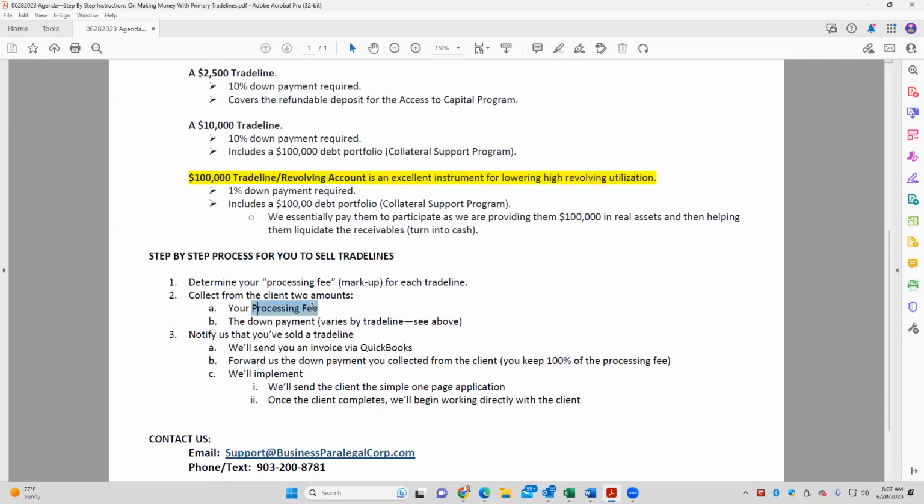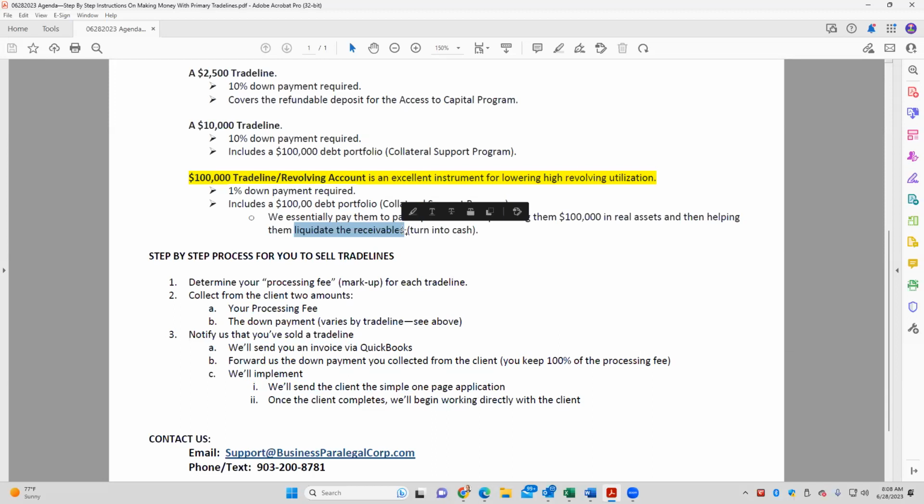You collect that processing fee from the client as well as the down payment. How much is the down payment? 1% of the trade line. Then you will let us know. You'll pay us. You keep the processing fee. We'll implement, and implementation begins with us sending an Adobe, a simple one-page application to the client to complete. We'll work with the client. The trade line will post, we'll transfer the assets to them, and help them liquidate. Beautiful, beautiful. We've had nothing but positive response from the marketplace on this.